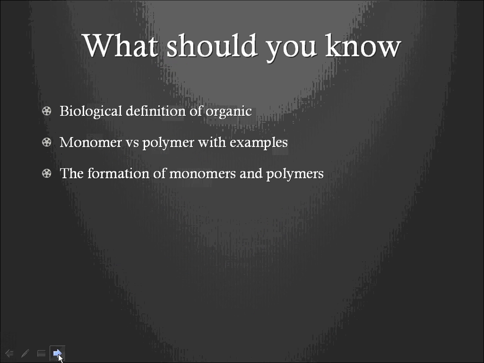And just as a little wrap up, what should you know? You need to know the biological definition of organic, so pretty much carbons and hydrogens. Know what the difference is between a monomer and a polymer. Monomer is like the building block, when it comes together and they're linked, they form the polymer. And then also formation of them, what's creating them, so know what the dehydration reaction is and the hydrolysis and what that forms.